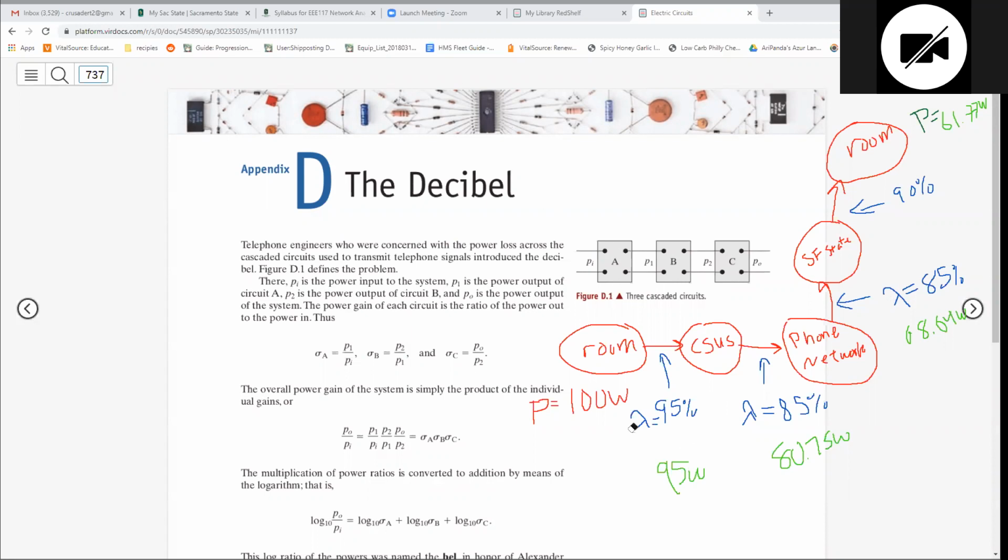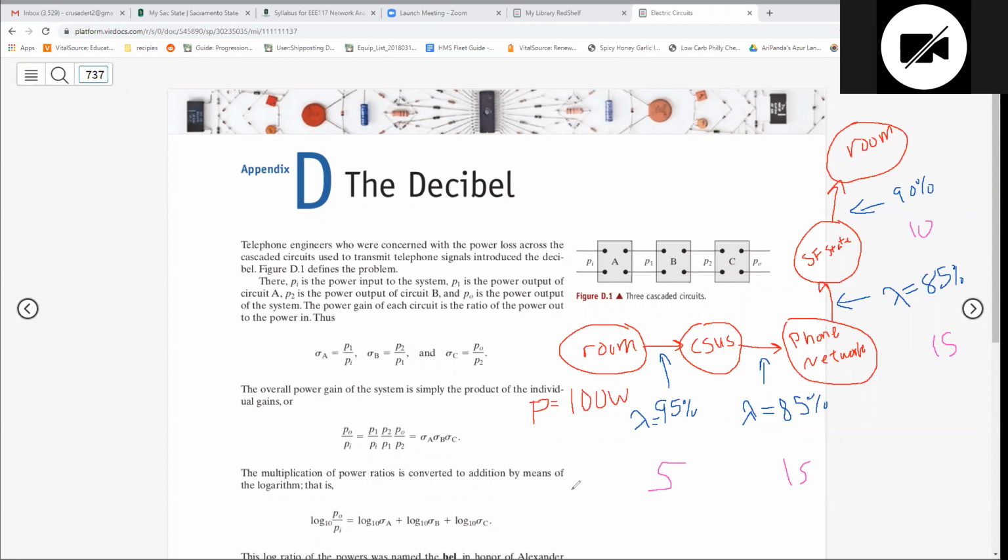But back in the day, we didn't have calculators when phones were invented, right? So they said, well, I don't want to do this multiplication all the time. This is terrible, right? Wouldn't it be a much easier way to add all these percentages up? I mean, I could do that. If I have a 5% power loss here, if I have 5%, 15%, 15%, 10%, I can add these all together and get an easy number, right?